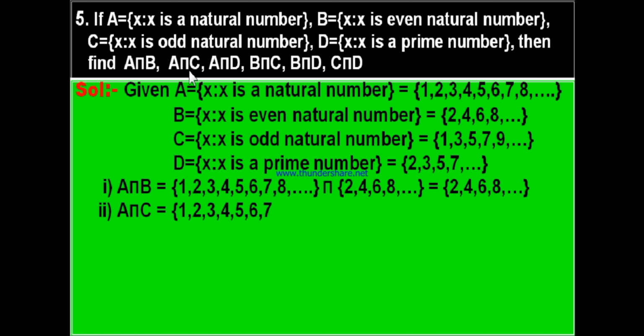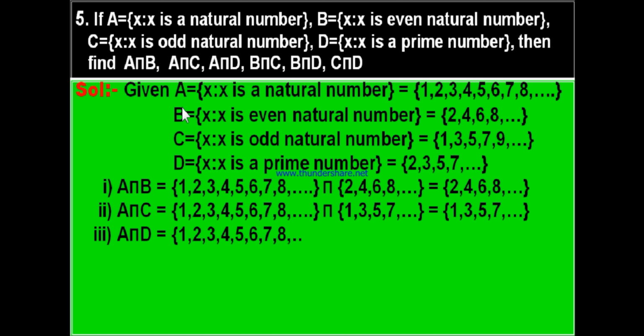And the second bit is A intersection C. Again the same set A, 1, 2, 3, 4, 5, 6, 7, 8 and so on, intersection set C. What is set C? Set of 1, 3, 5, 7, 9 and so on. Intersection means again you can find 1, 3, 5, 7 in the first set. Therefore A intersection C is the set of 1, 3, 5, 7 and so on.